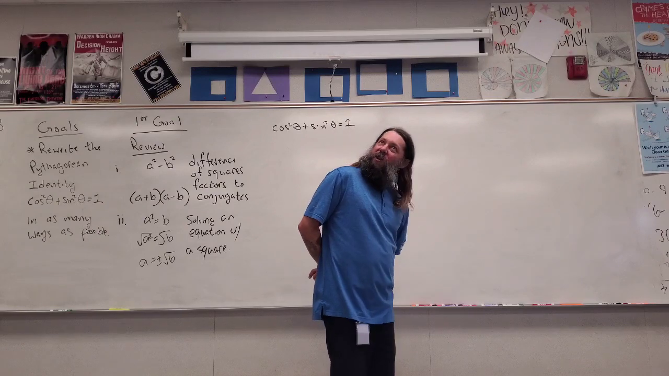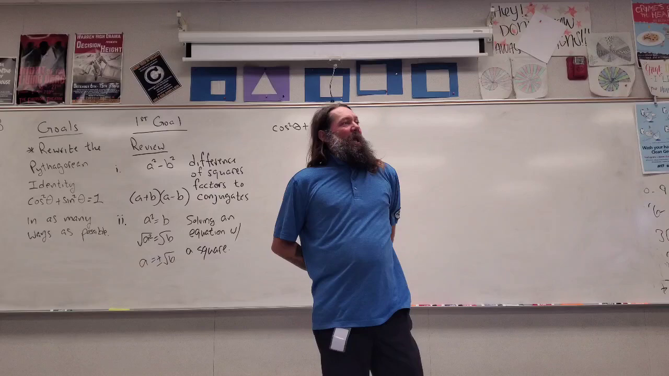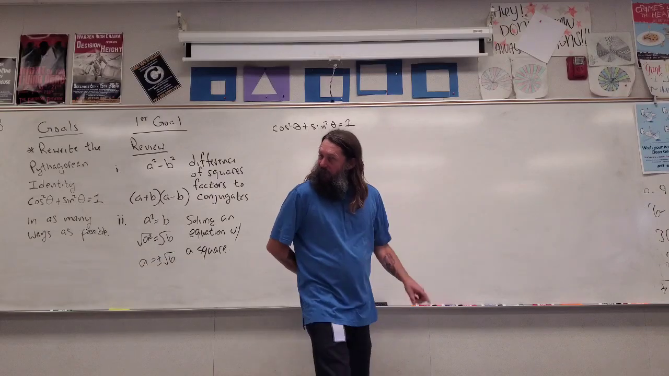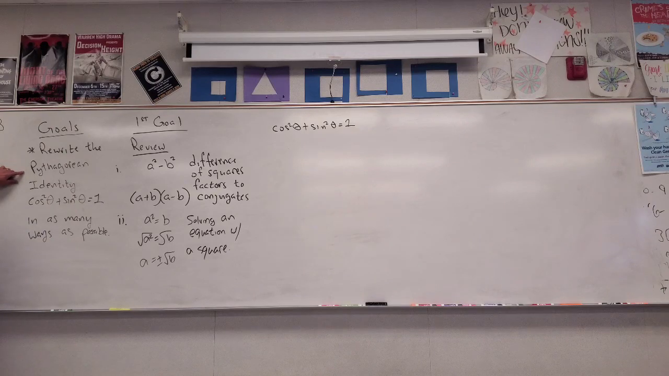Now, I believe this is Chapter 5, Lesson 6. I'm not quite sure. I'll title it correctly in the video title, but what I am sure of is our goal for the day. Our goal is going to be to rewrite the Pythagorean identity cosine squared theta plus sine squared theta equals 1 in as many ways as possible.